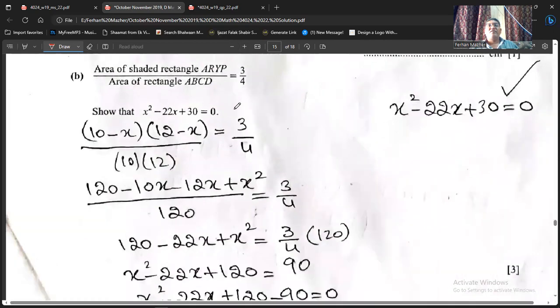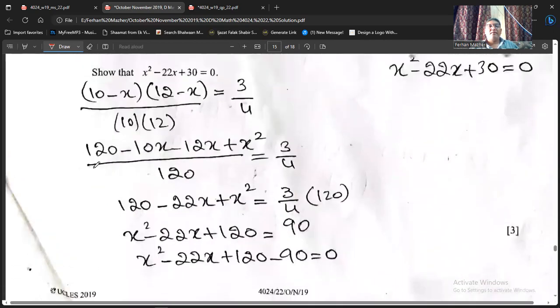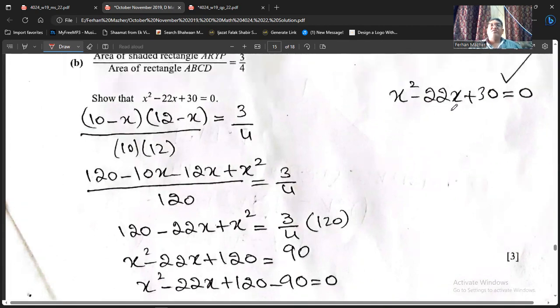Okay, so what we will do, just multiply these two brackets with each other. So you will have 120 minus 10x minus 12x plus x squared. Downstairs you will have 120, equals 3 by 4. Cross multiply here. So just take 120 to this side, sorry. 120 minus 22x plus x squared equals 3 by 4 into 120. And when you do this, it is 90. So bring this 90 to this side. So x squared minus 22x plus 120 minus 90, and 120 minus 90 is 30. So x squared minus 22x plus 30 equals 0. So this is the B part. We have to show that, and it is no problem. This is perfect.